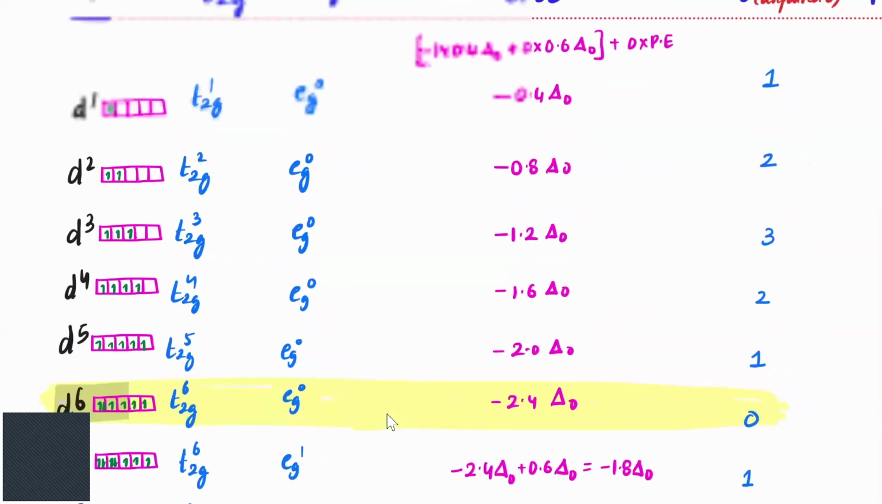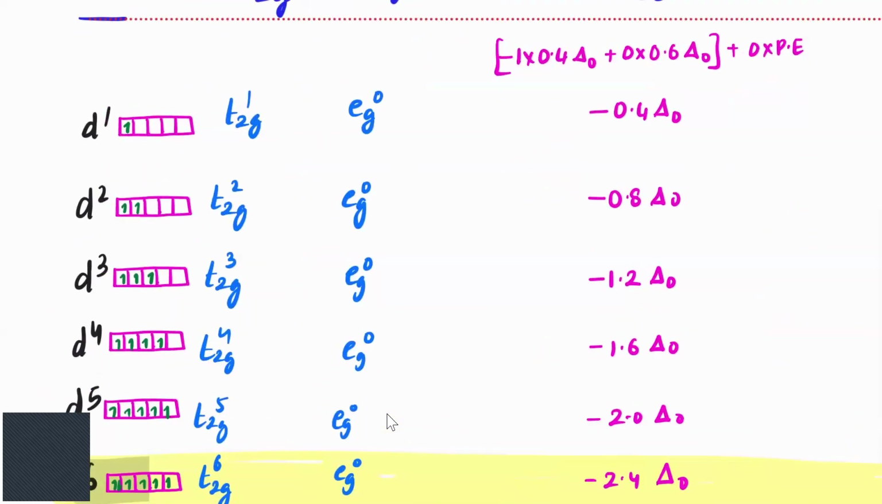Okay. Now, in the case of T2G, we have three set of orbitals, and EG, we have two set of orbitals, correct? This is what we have. Okay. Now, let me copy that and put it for all the cases here. One second, I'll remove this part.